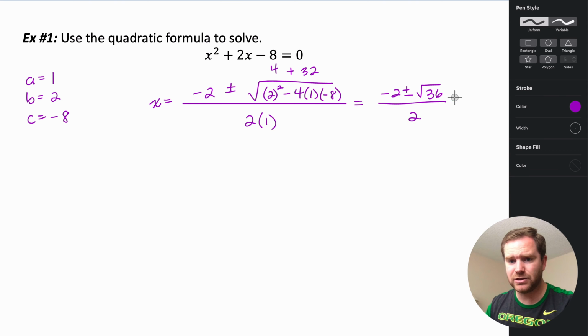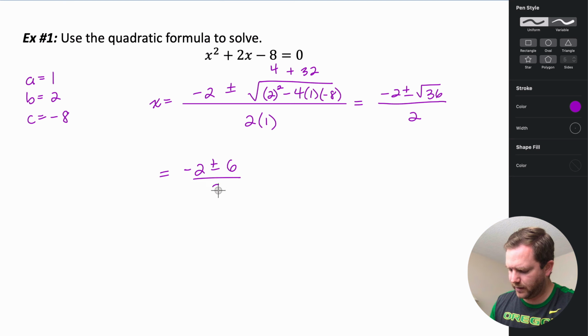Now this actually has 2 solutions in here because of this plus or minus. And really what we want to do is try and simplify this if we can. It actually is pretty nice because the square root of 36 is a perfect square. What is the square root of 36? Well, we know that that is 6. So we have negative 2 plus or minus 6, all divided by 2.